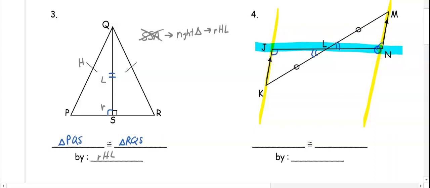So J is congruent to N. So here we have angle, angle, and a side that's not included. So this would be angle, angle, side. And we would say that triangle JKL is congruent to triangle NML.